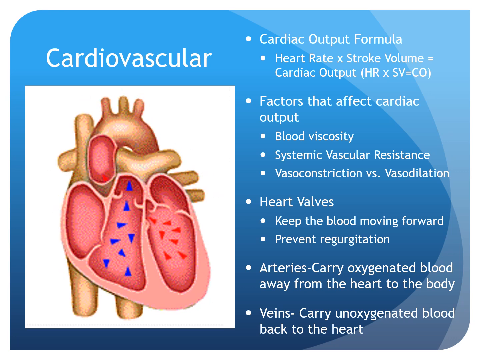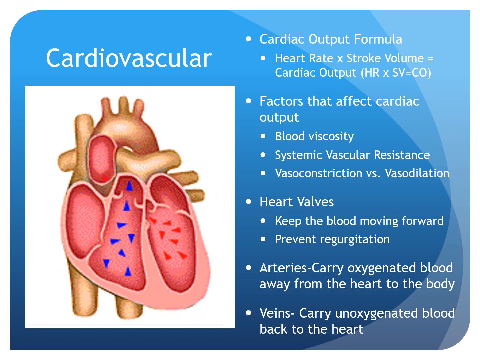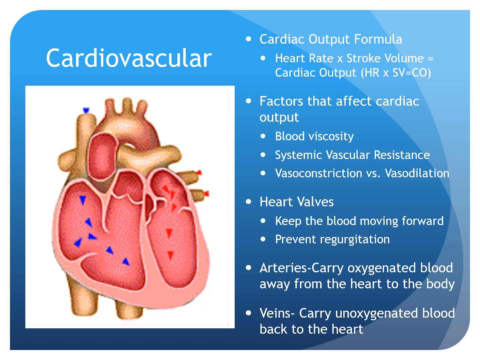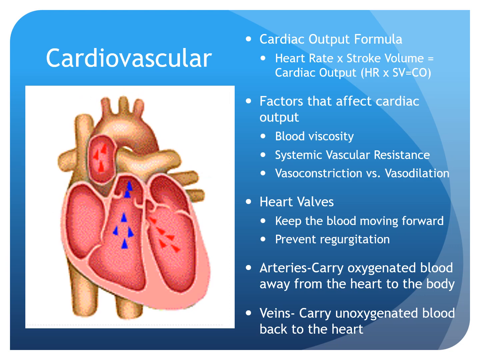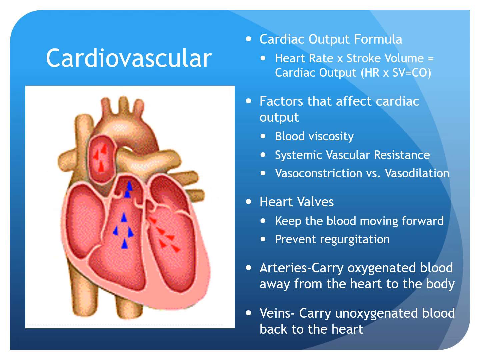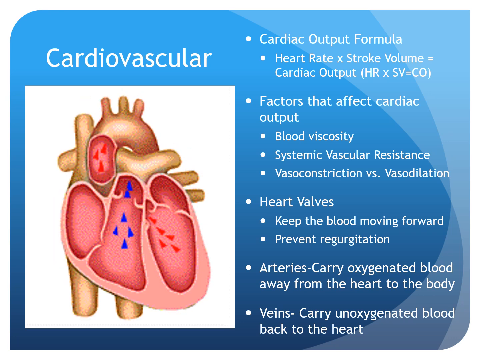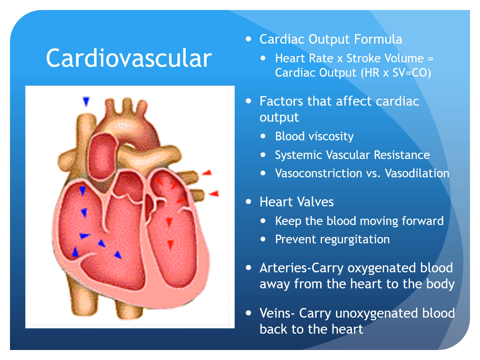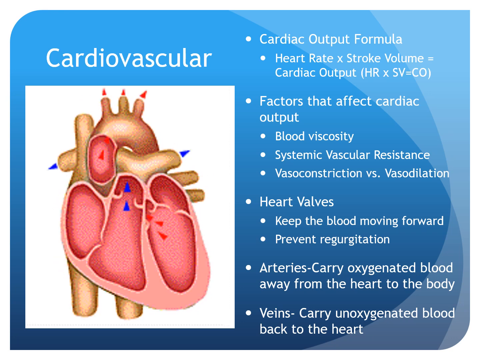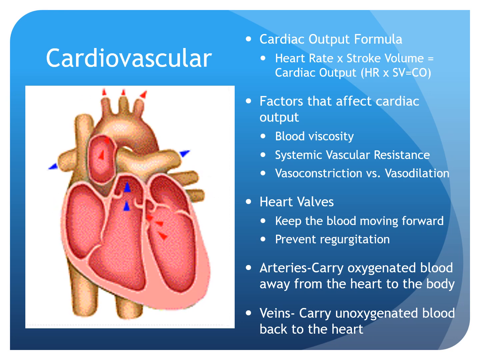You should know the normal pattern of blood flow through the heart. Normally, arteries carry oxygenated blood away from the heart to the body. Veins carry unoxygenated blood back to the heart. However, there is an exception. Pulmonary arteries carry unoxygenated blood from the right side of the heart to the lungs, and the pulmonary veins carry oxygenated blood to the left side of the heart from the lungs.